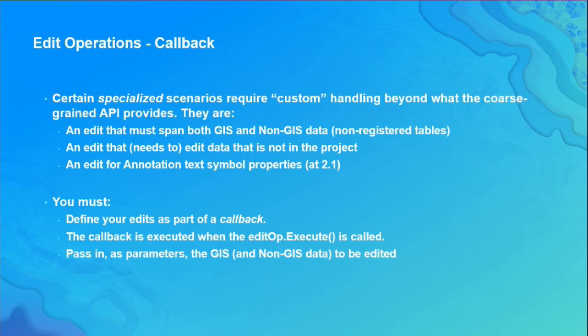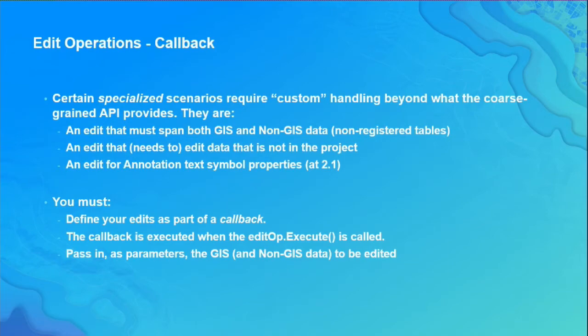So the next special scenario you might run into is something called a callback. There are particular cases in editing where you need custom handling beyond what the coarse-grained API provides, right? Create, modify, delete, whatever else. These are those situations. You've got an edit that involves GIS and non-GIS data, for example, non-registered tables, and you want it treated as a single edit operation. You want to edit data that's not in the project.